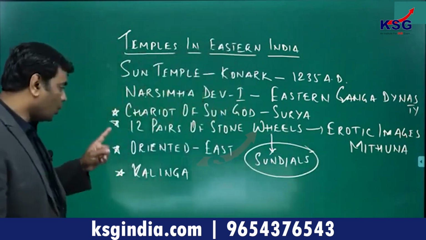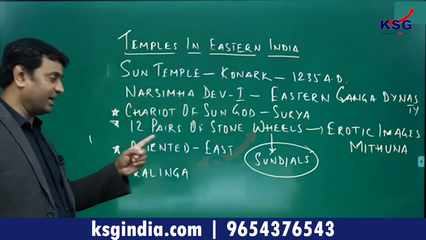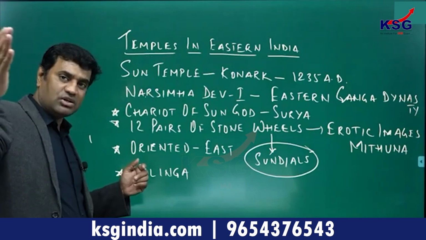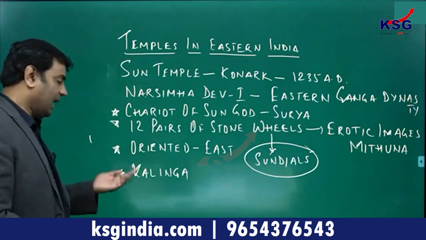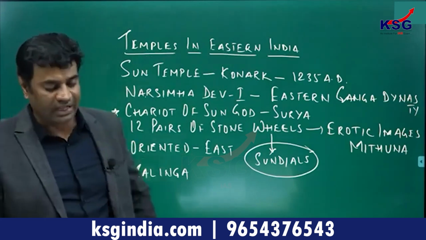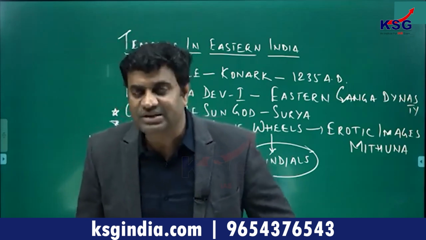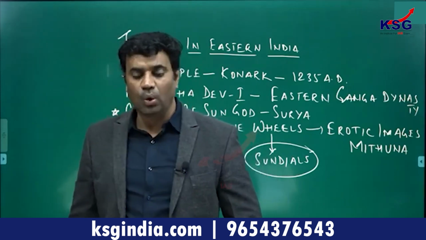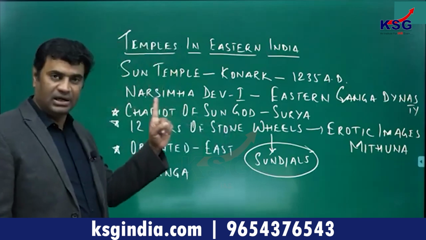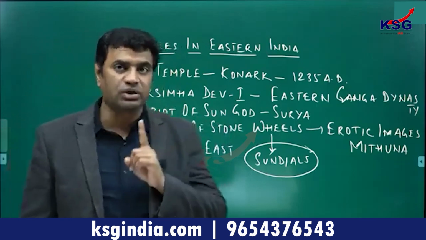And this temple is oriented towards the eastern direction, so that the rays of the sun first fall on this temple, and the whole style of this architecture is known as Kalinga style of architecture, and it is one of the sites included in UNESCO World Heritage Sites. Sun Temple is to be prepared thoroughly.